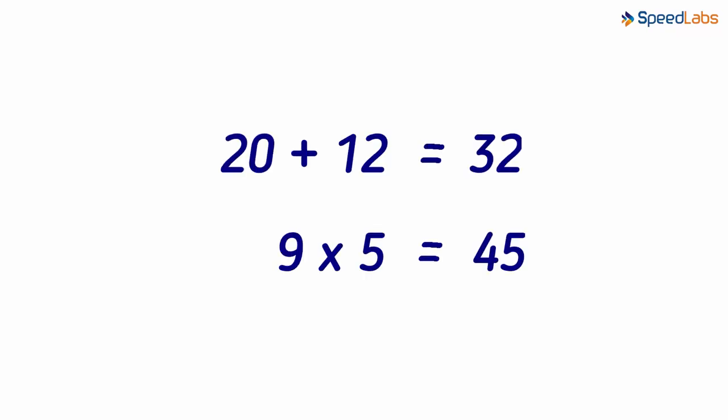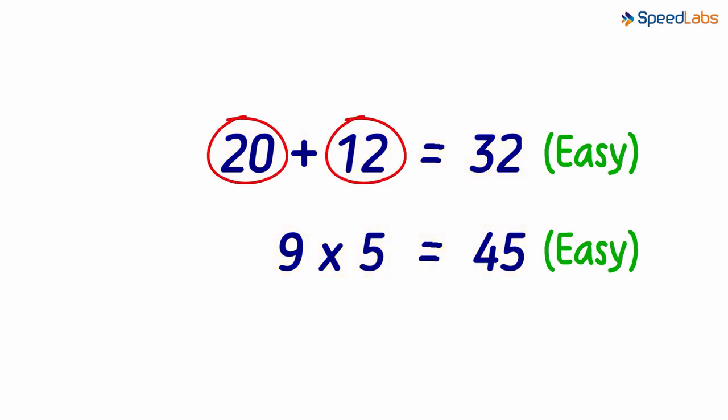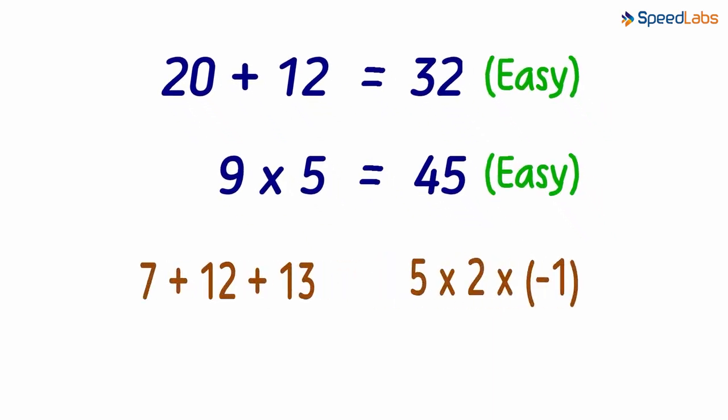It's easy to solve mathematical operations like these. Yes, they're simple addition or multiplication problems. Why do you think I said they're simple? It's because there are only two integers to be added or multiplied. But what if we have to solve problems like these?